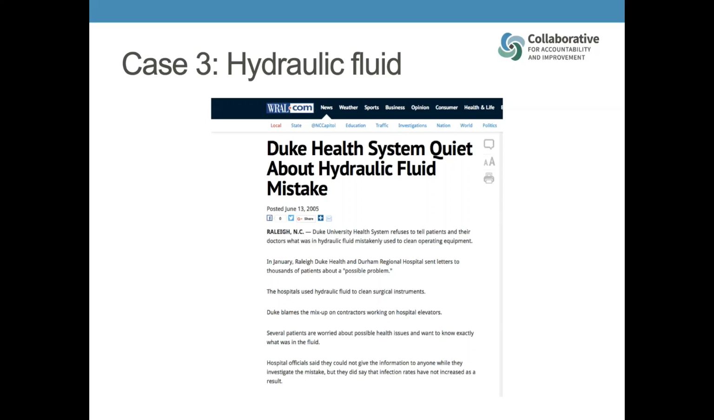What else do people notice about this event, this type of event, as being different from the first two cases that we considered?